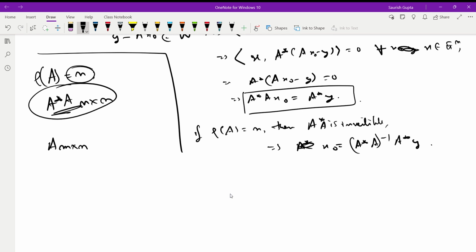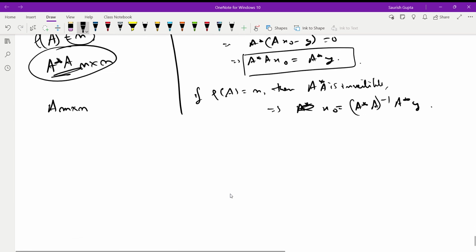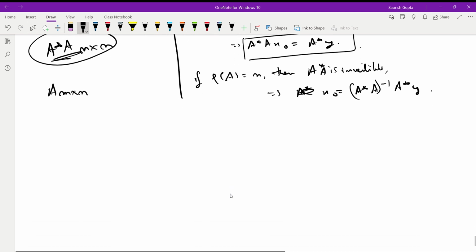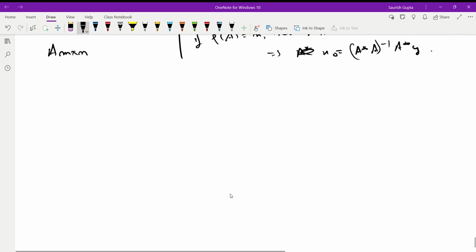Okay. The last thing which I want to cover today, and I need to cover it today because from the next lecture I'll be introducing the concepts of normal and self-adjoint operators, is the minimal solution to a system of linear equations. Now, what do I mean by a minimal solution to a system of linear equations?